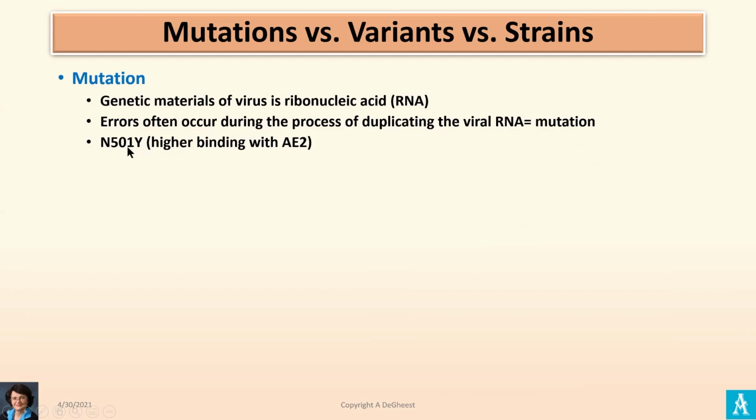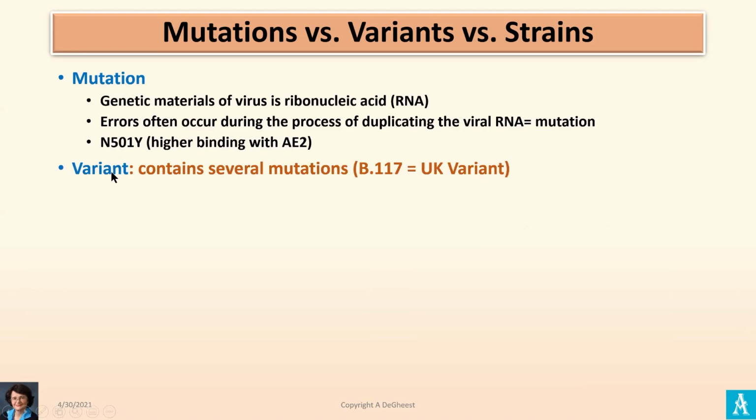And so, for example, N501Y, and I'll explain this a little bit more in the next slide, is a mutation at position 501 on the RNA where the N has been replaced by the Y. And the problem with that specific one is that it increased the binding of the virus to the ACE2. This is ACE2, I'm sorry, it's a typo there.